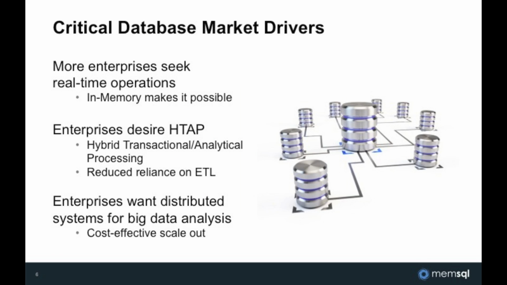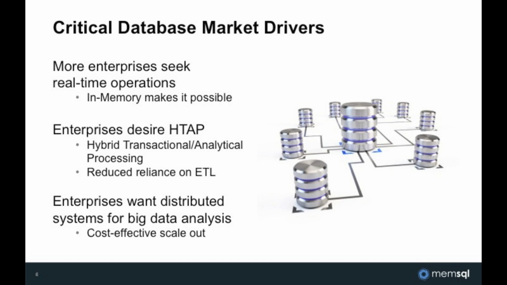Before we dive into some of the features, let's talk a little bit about some of the critical market drivers that we saw that prompted us to build MemSQL 4 this way. The first piece is about more enterprises really seeking real-time operations. What this means is companies want to reduce analytic latency, which means the time between when the data comes in and the time you can do analysis on the data. And we believe, and we know, that in-memory makes this possible.